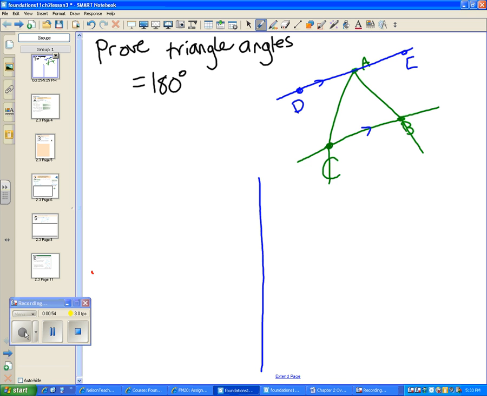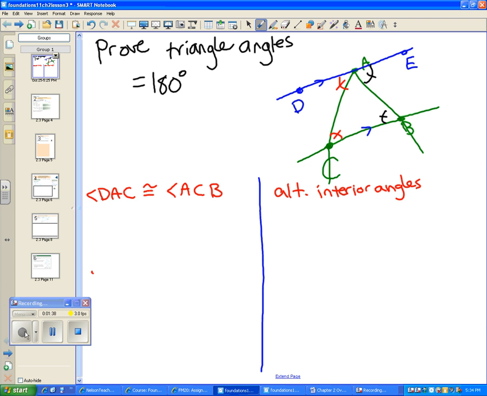So the first thing that I can see is that angle DAC right here is congruent to angle ACB. The reason for that is that those are alternate interior angles. Using the same logic, we can see that angle AEB is congruent to angle CBA.